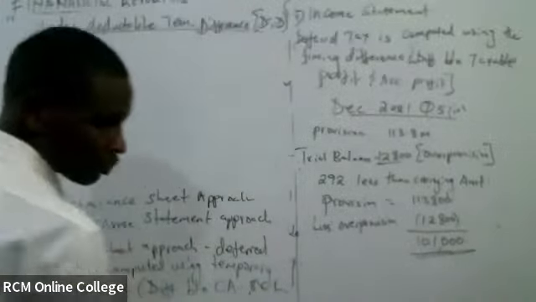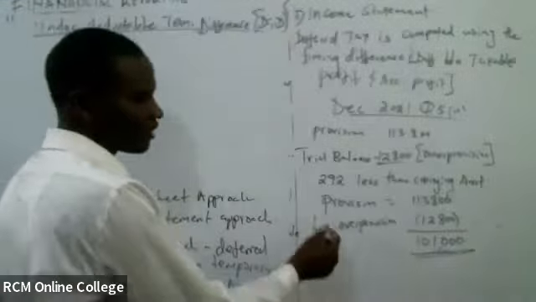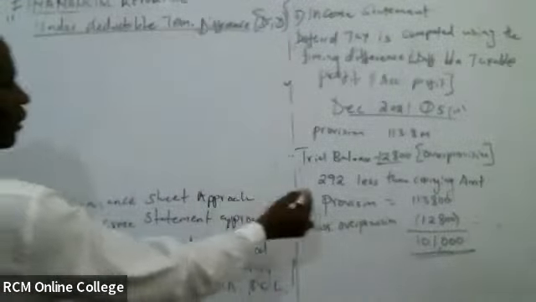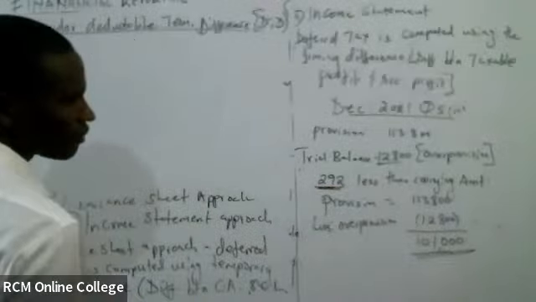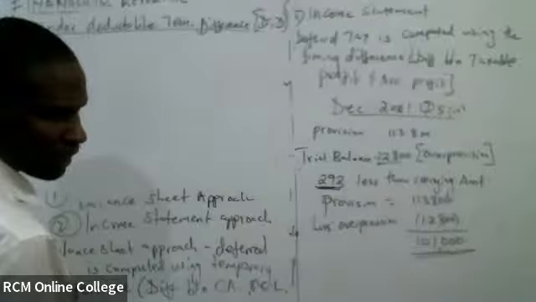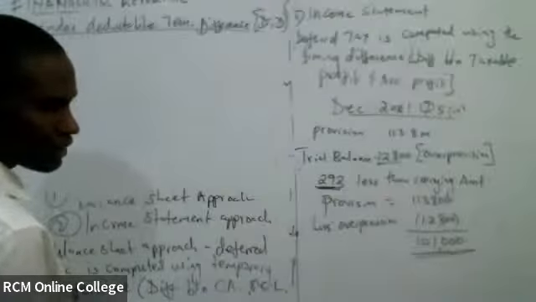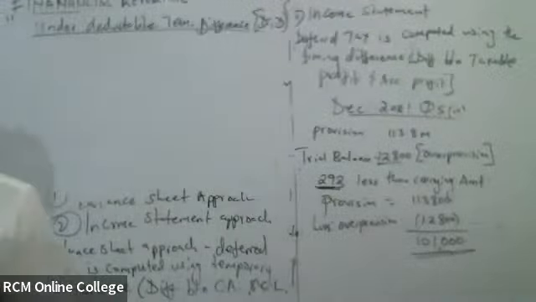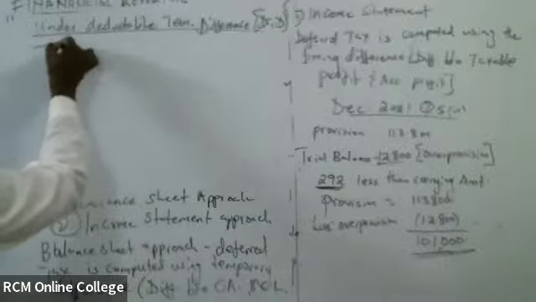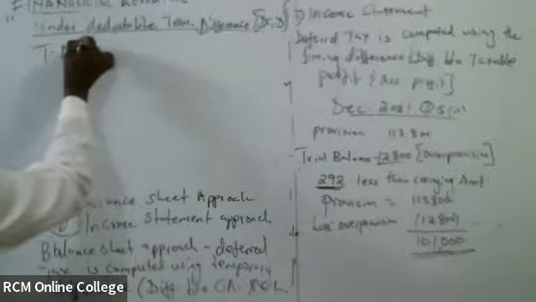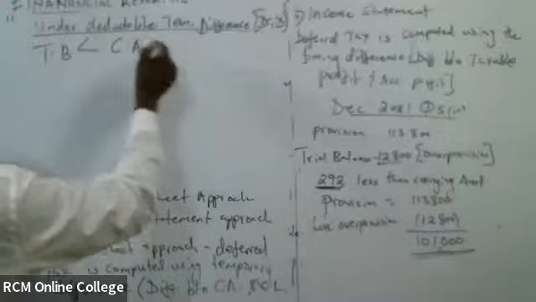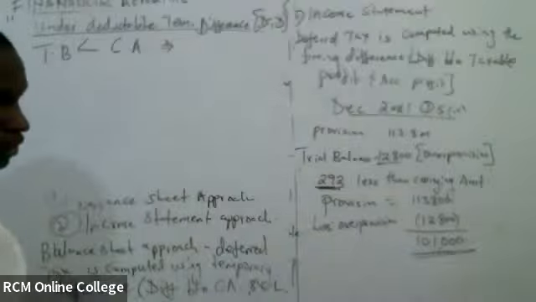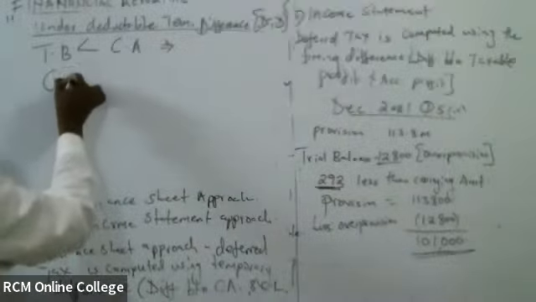Write it down there. Will it give rise to deferred tax liability or deferred tax assets? The important thing to get first: you see, they have told us that this one is less than the carrying amount. So the tax base is less than the carrying amount, which means the carrying amount is greater than the tax base.